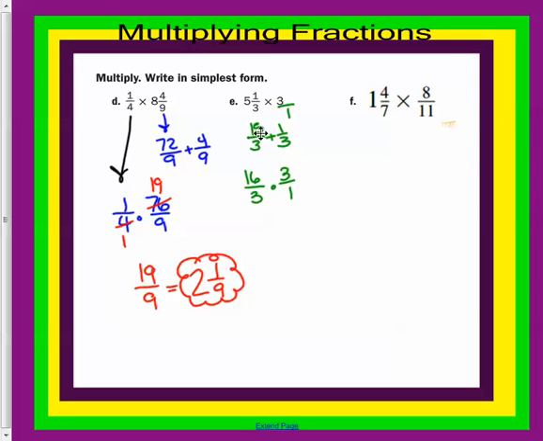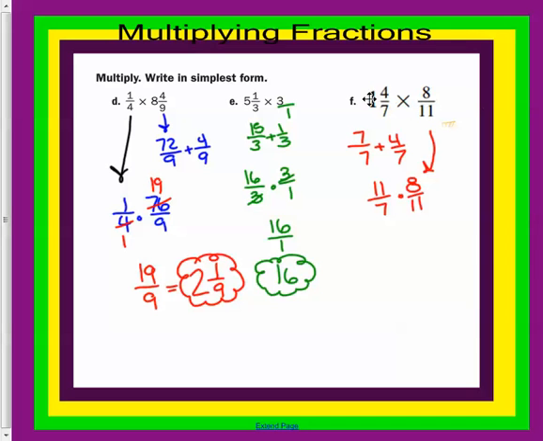For E, if you look at this one, it would be 5 times 3, which is 15 thirds, plus the 1/3 is 16 thirds. Take that times 3 over 1, and these can be simplified into 16 over 1, or just 16.